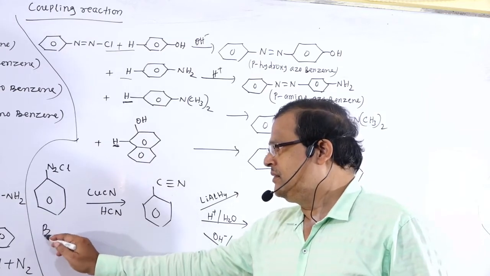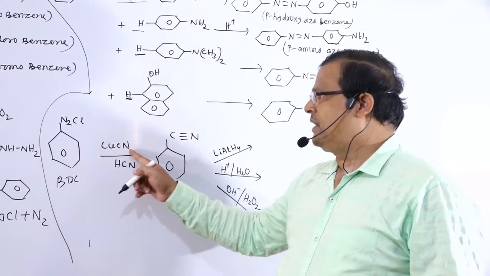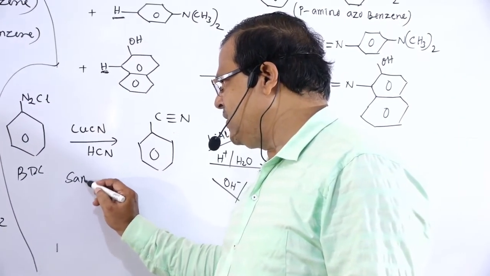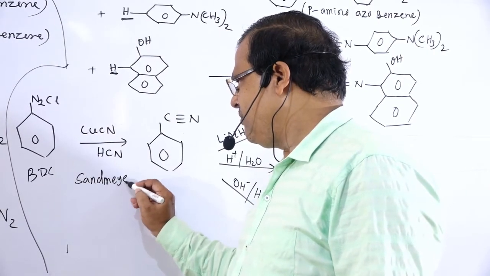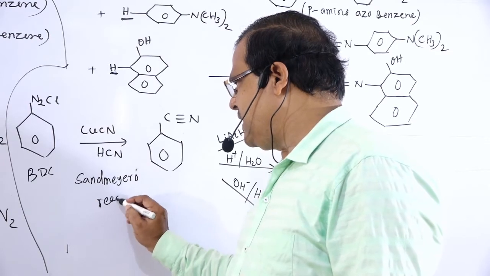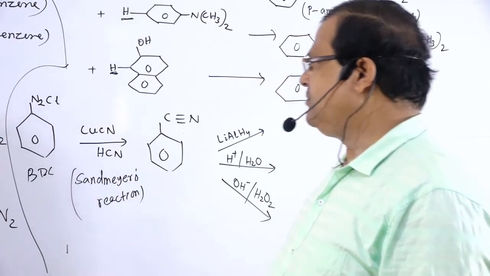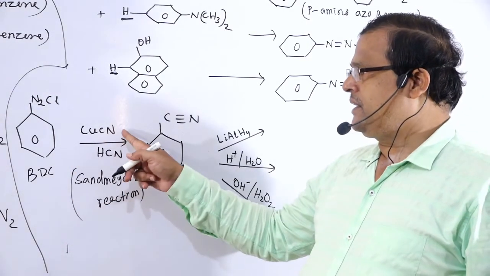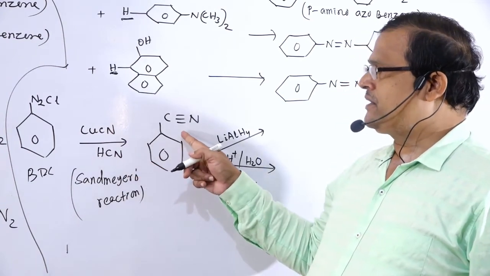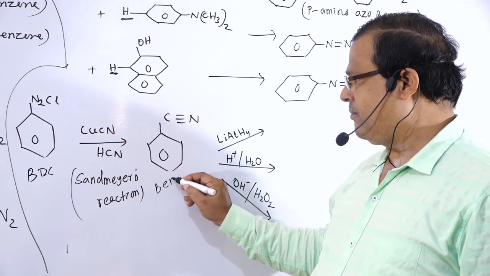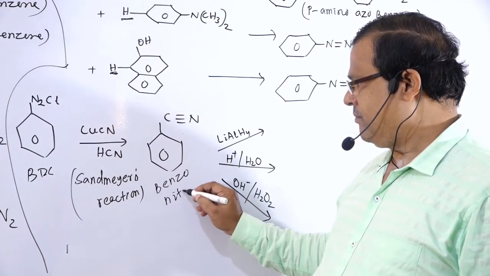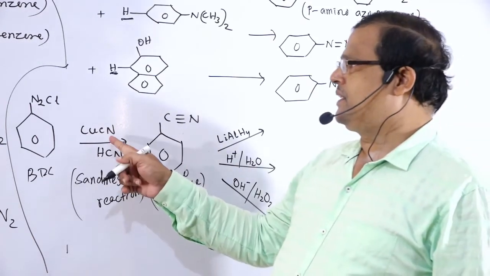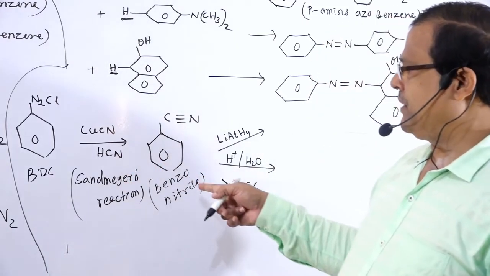BDC that has been treated with CuCN and KCN. This reaction is also known as Sandmeyer's reaction. So whenever BDC is treated with CuCN and KCN, there is the formation of benzonitrile.